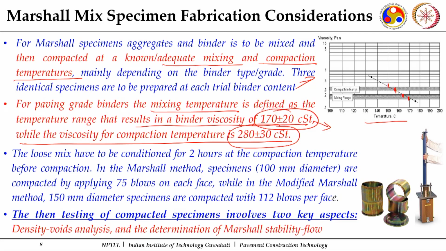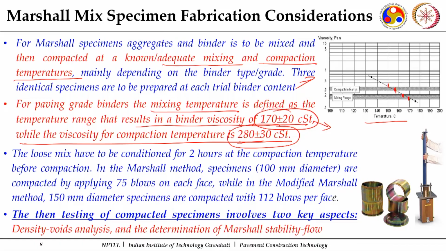In that range of temperature you will heat your binders, and aggregates are usually heated to 10 to 15 degrees centigrade higher than your binder, because binder is more susceptible and gets highly oxidized when subjected to higher temperatures. So, aggregates are kept at a slightly higher temperature. We mix them at mixing temperatures, and finally they are compacted at the temperatures which correspond to a viscosity of 280 plus minus 20 centistokes.